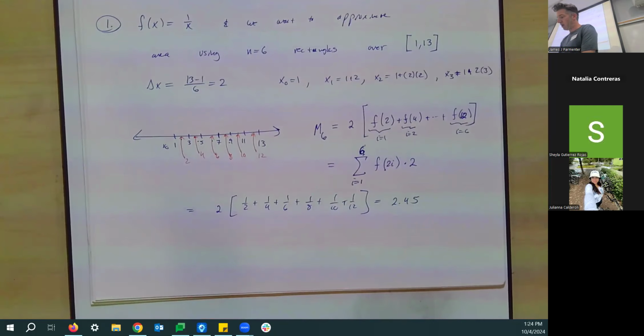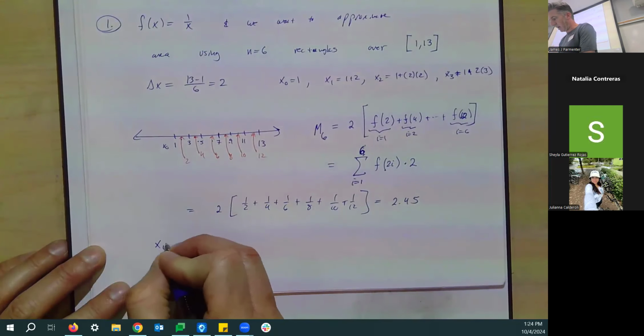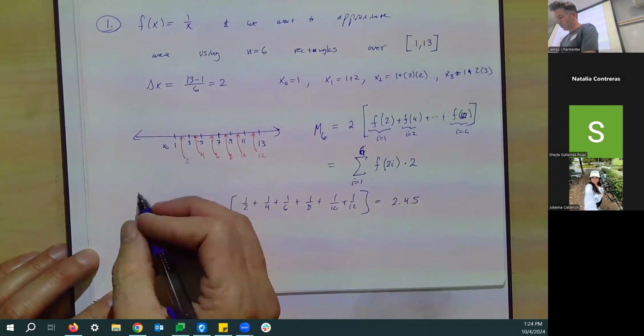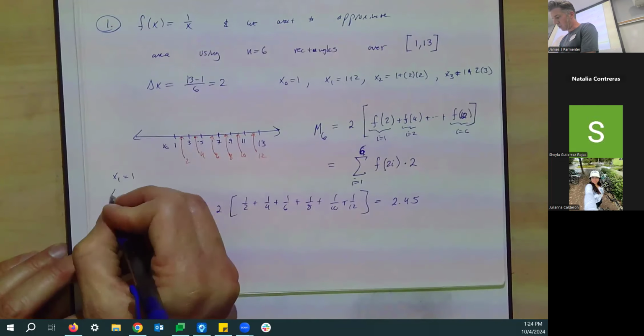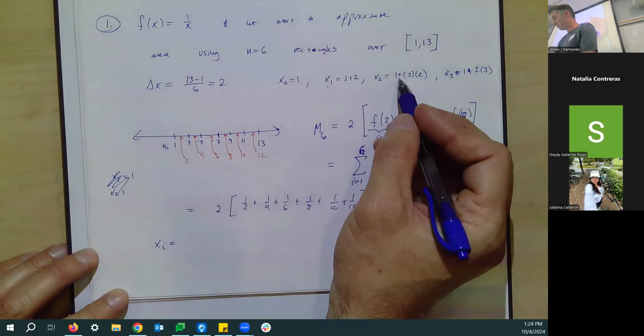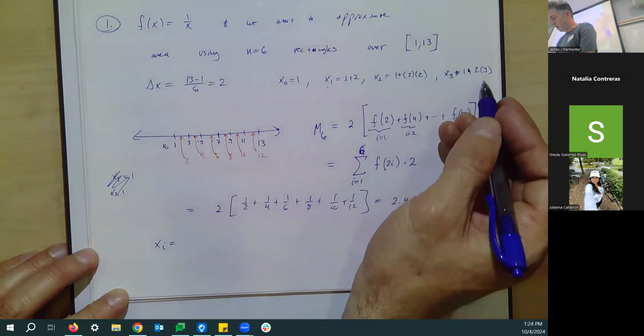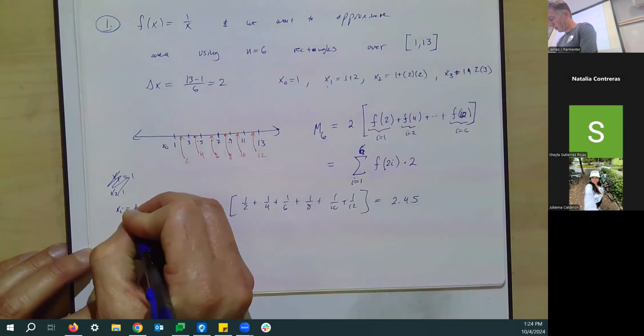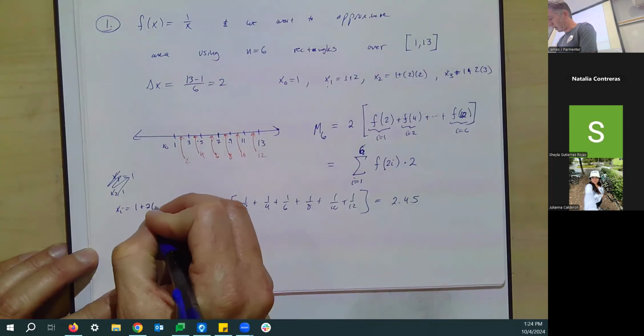But if I wanted to be more specific about it, what I really would have done is said, okay, x sub 1 is 1 plus 2, x sub 2 is 1 plus 2 times 2, x sub 3 is 1 plus 2 times 3. So x sub i is going to be 1 plus 2 times i.